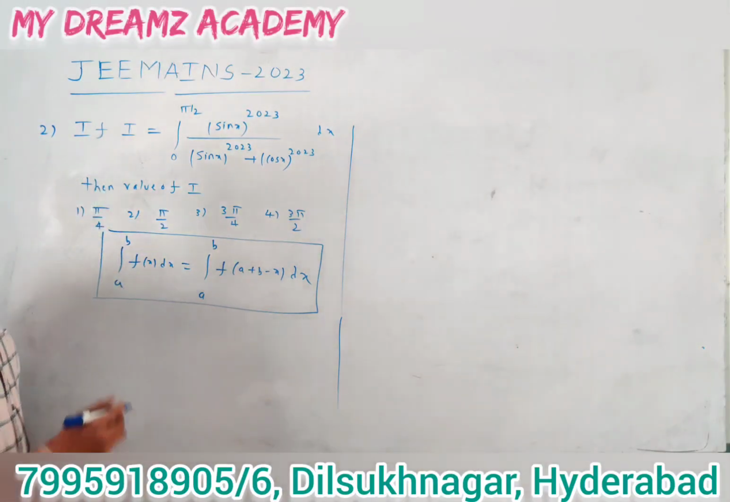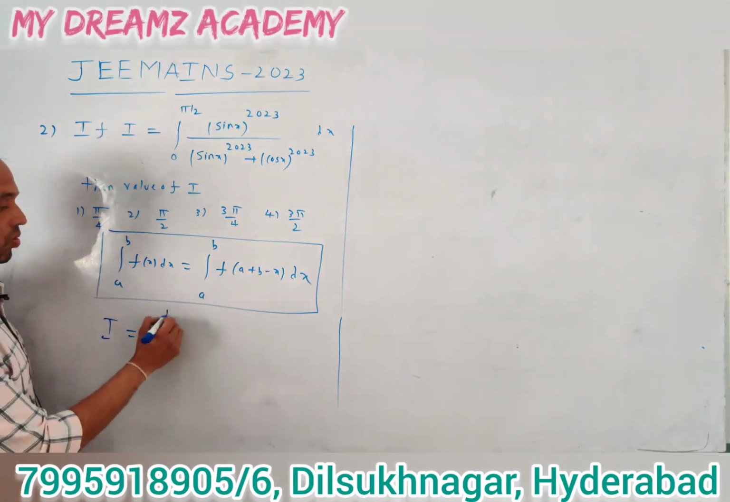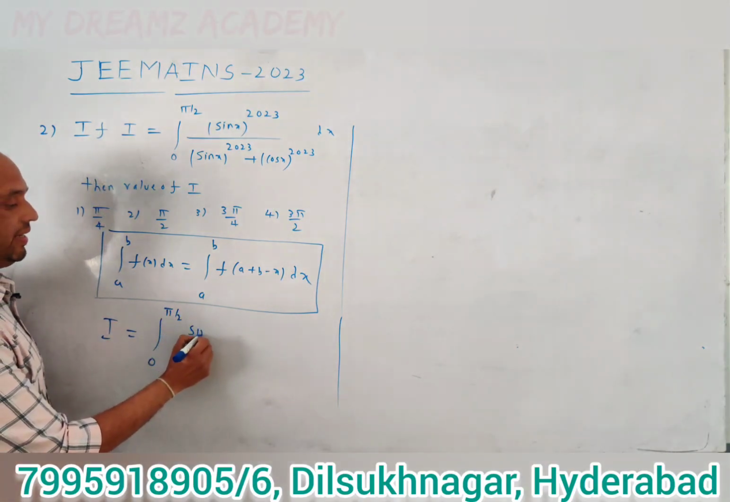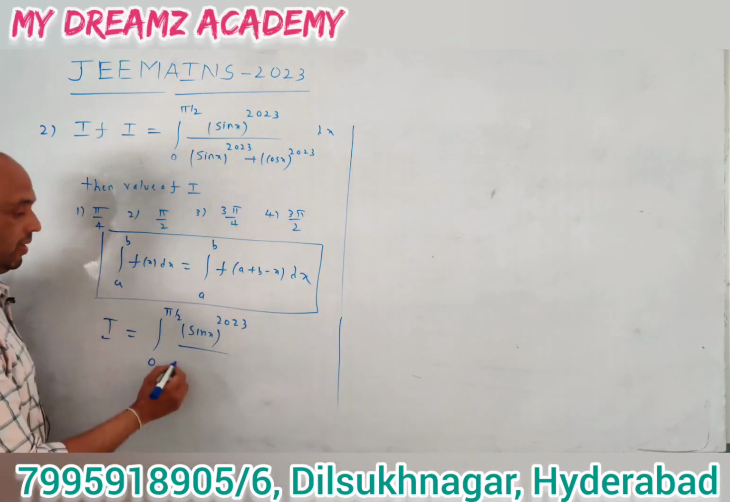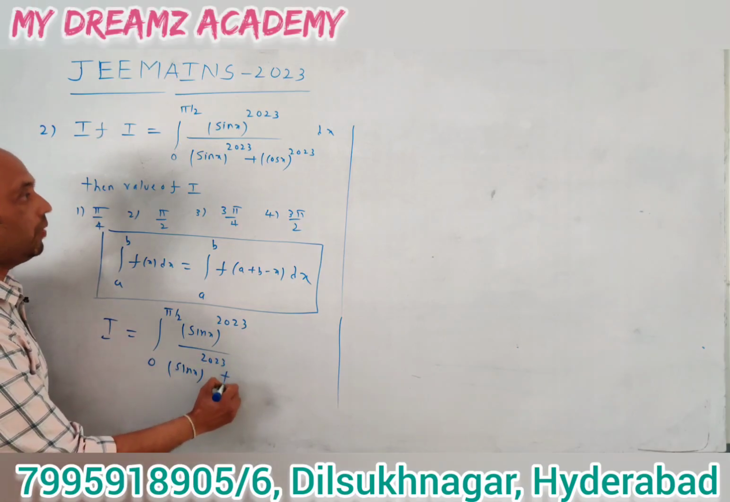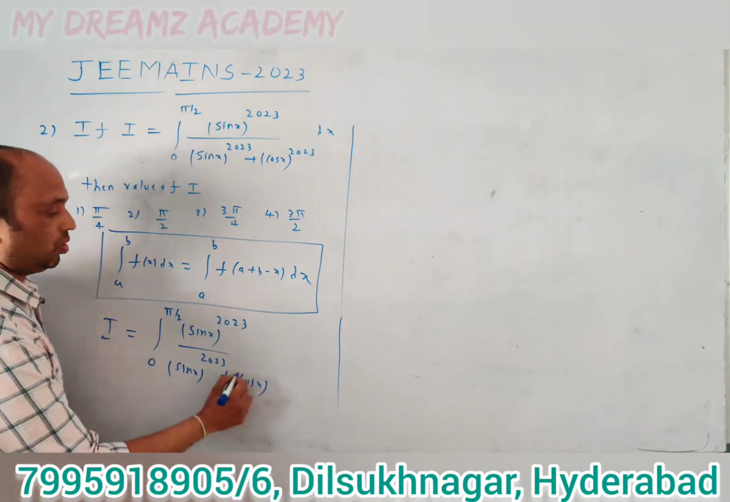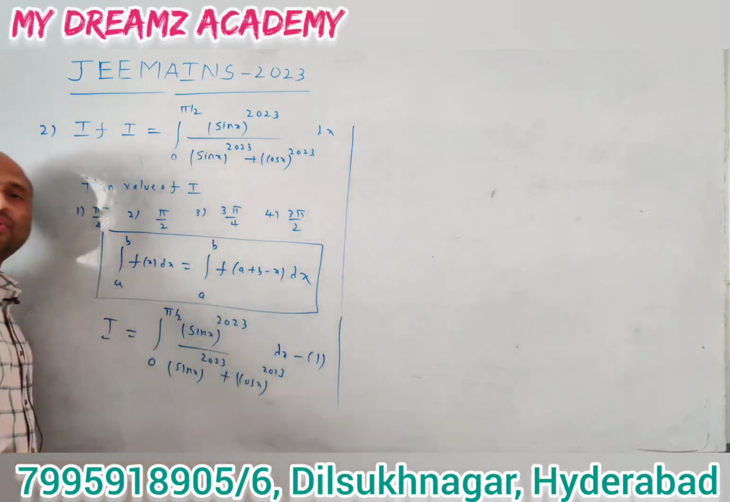That's it. Suppose I is equal to, this is the given integration, I is equal to the integral from 0 to pi by 2 of (sin x)^2023 by ((sin x)^2023 plus (cos x)^2023) dx. This is equation number 1.